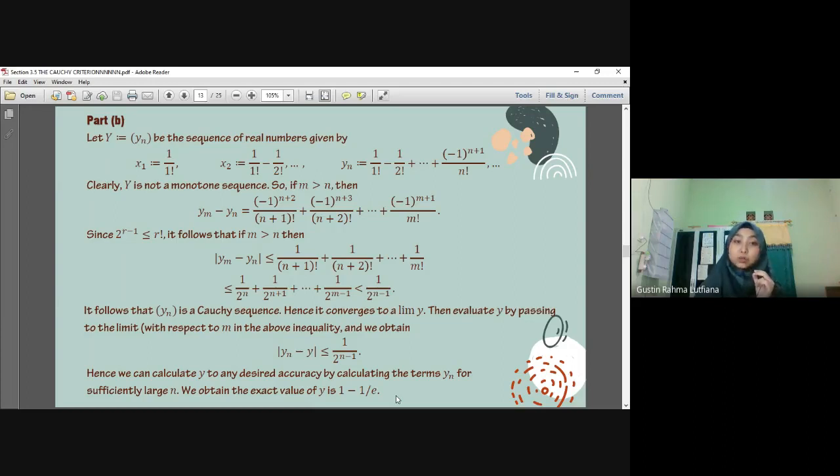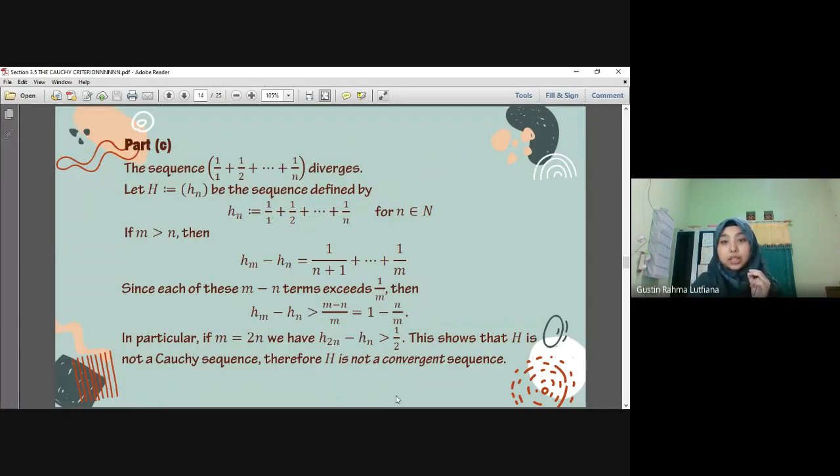Hence, we can calculate y to any desired accuracy by calculating the terms yn for sufficiently large n, and we obtain the exact value of y is 1 minus 1 over e. And this is the last example for this part.